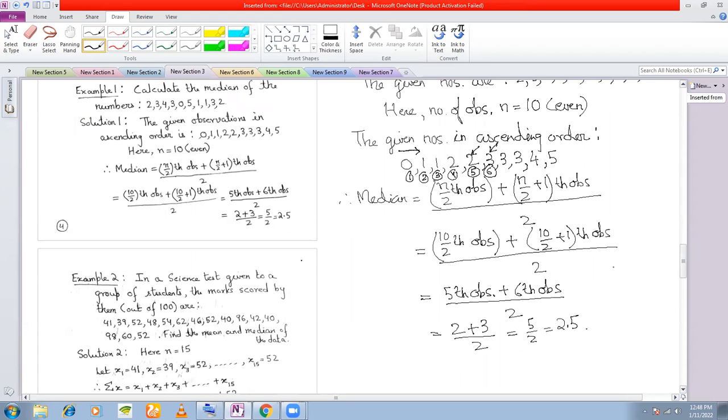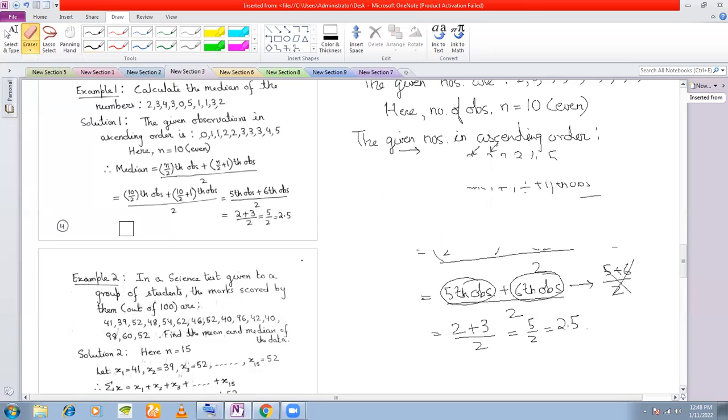Now, remember, at this step, many people make mistakes. This is the 5th observation. And this is not 5 plus 1, or 5 plus 6 by 2, right? So this will be wrong. This is fifth observation plus sixth observation. Okay, so be very careful here. Okay, let us see the next problem.